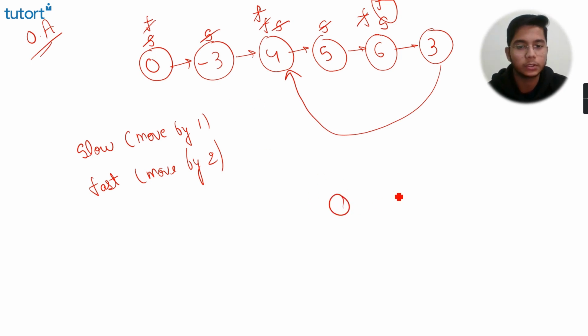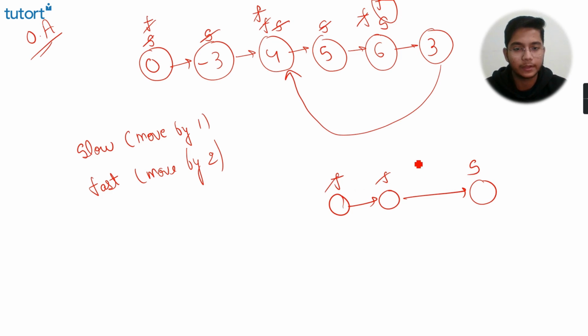Suppose there were 2 nodes, and here was slow and here was fast, right? In the next iteration, slow will move to here and fast will move to here, right? So here it matches. So again, just to prove your intuition, you can say that that's correct, right?